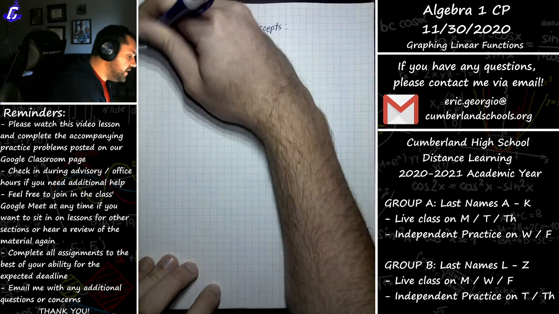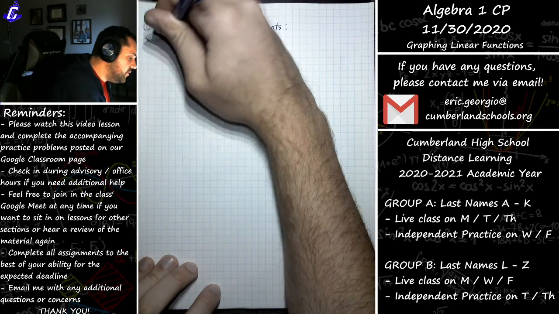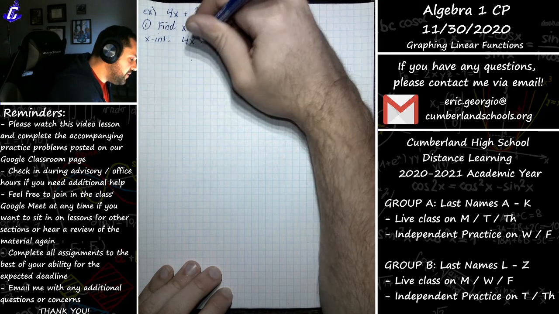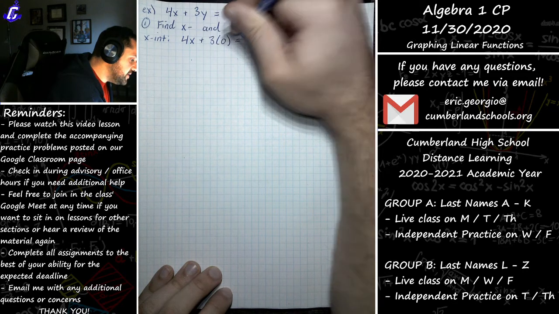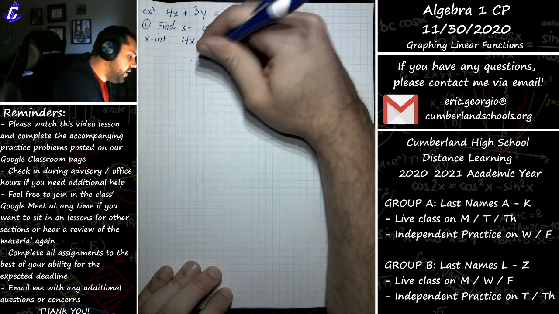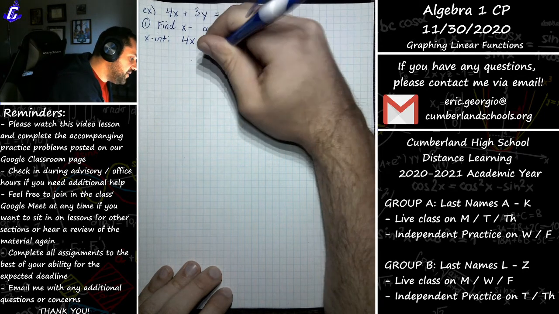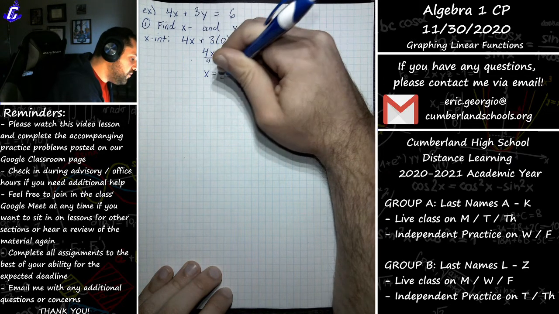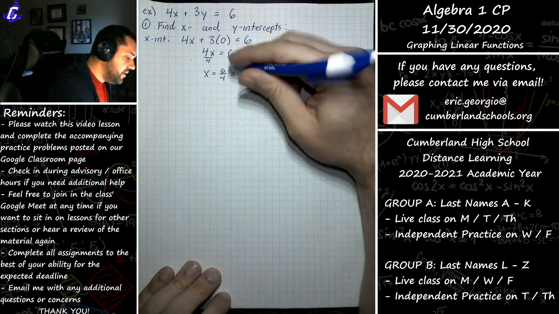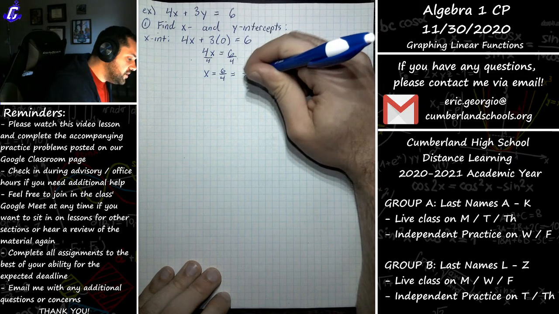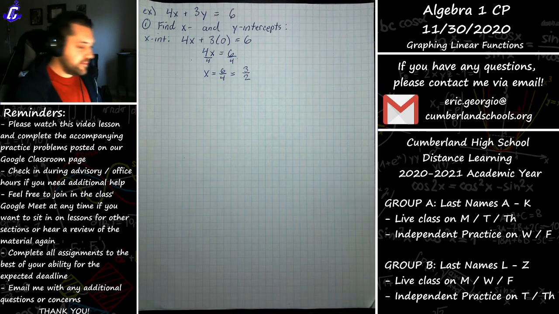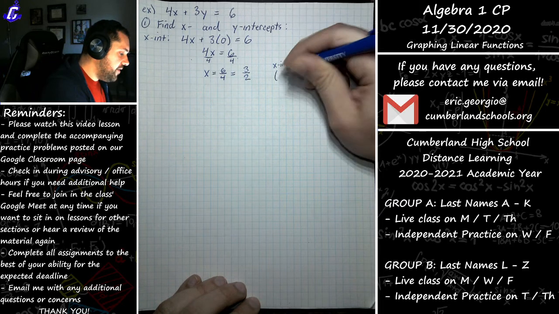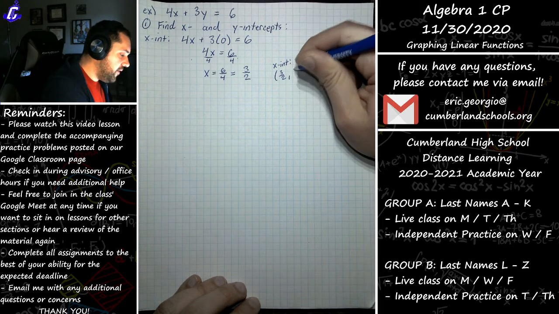To find your x-intercept, you would plug in 0 for y. So you would say that 4x plus 3 times 0 is equal to 6. That would give us 4x is equal to 6. If we divide both sides by 4, we get that x is equal to 6 over 4, which reduces down to 3 over 2, or 1.5. So my x-intercept is at 3/2, or 1.5 if you prefer, comma 0.